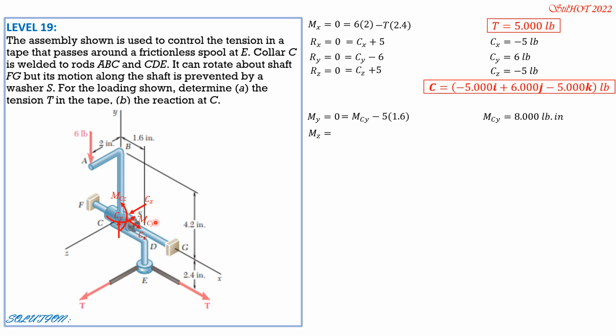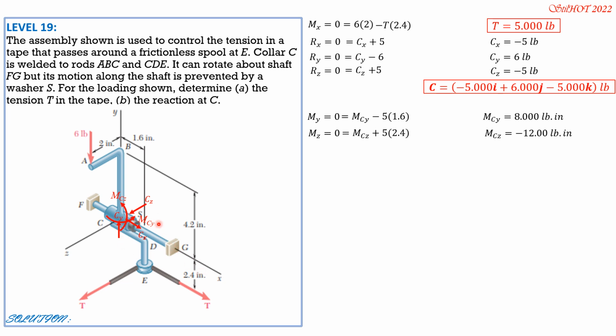Then Mz equals 0. So we have MCz. This 6 pounds here passes through the z-axis. So this T has a moment, which is also positive. This is the positive sense of moment about Z. So it equals MCz plus 5 times 2.4. Nothing else. So MCz is negative 12 pound-inch.